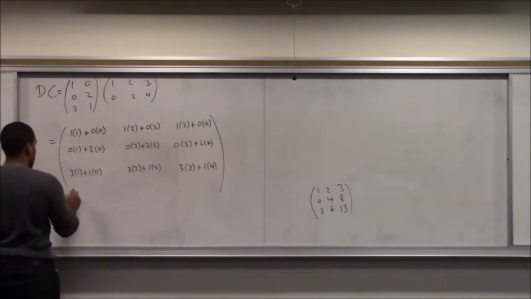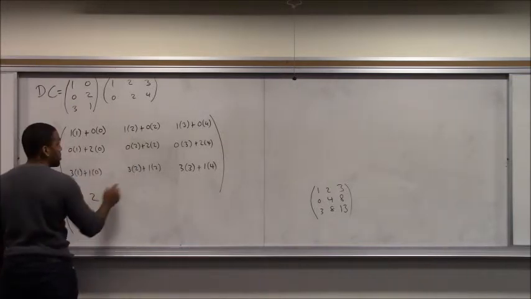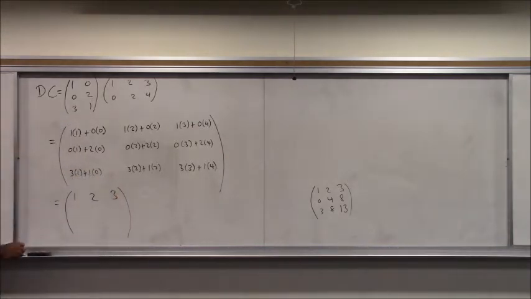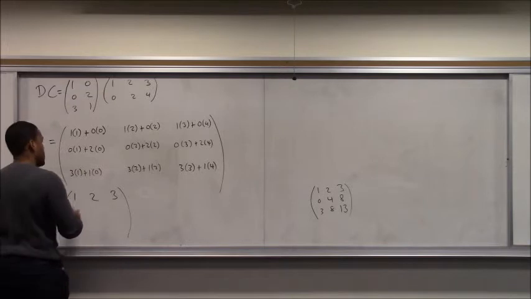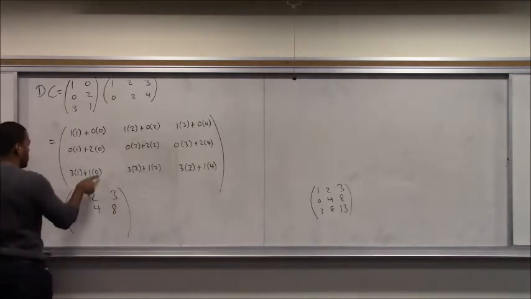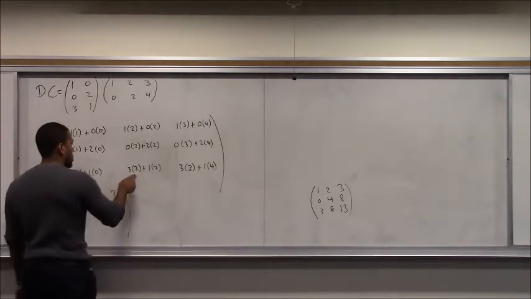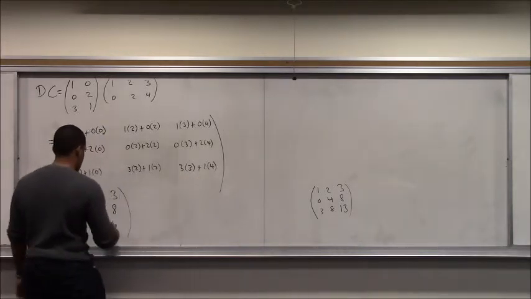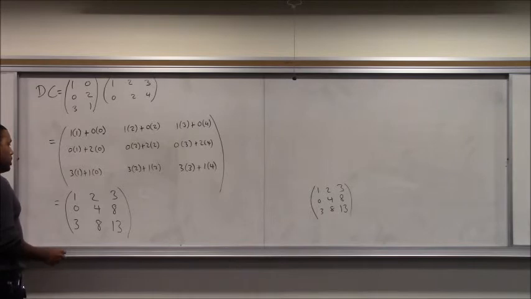It's 1 plus 0, 2 plus 0, 3 plus 0. So that is actually 1, 2, 3. Here, 0 plus 0, 0 plus 2, 4, 0 plus 8, 3 plus 0, 6 plus 2, and 9 plus 4. So that's the multiplication.